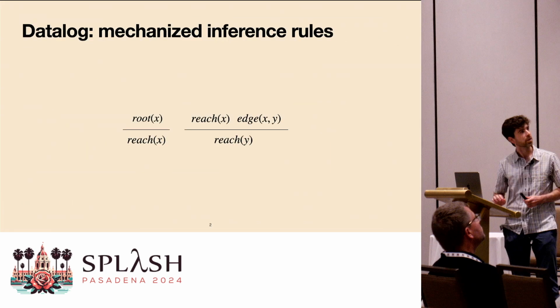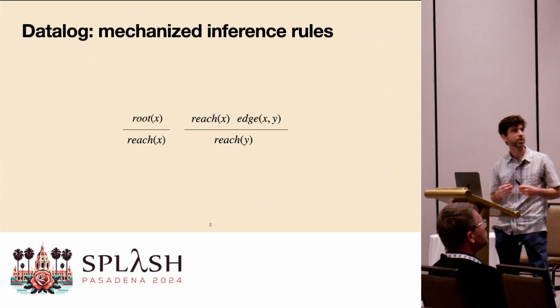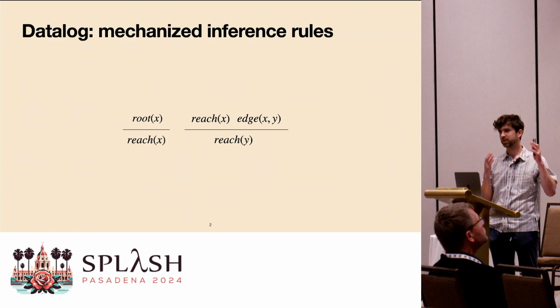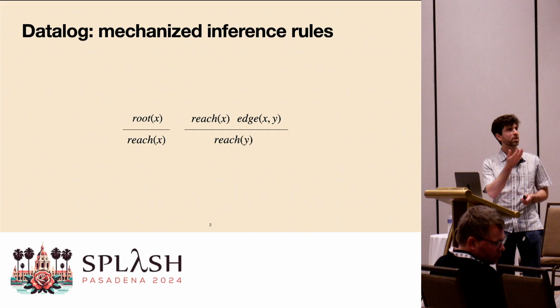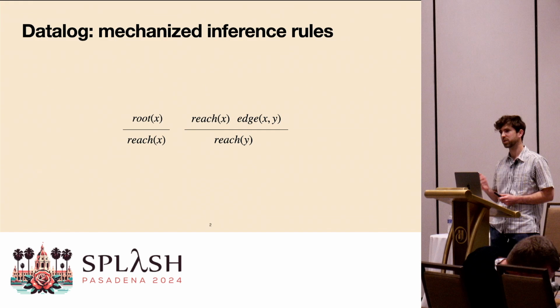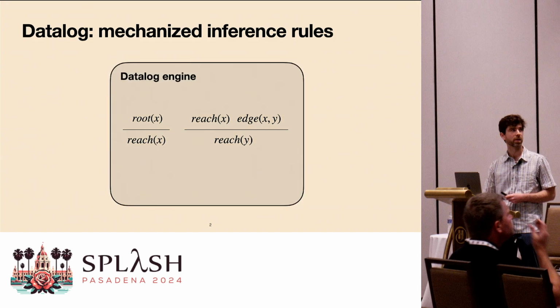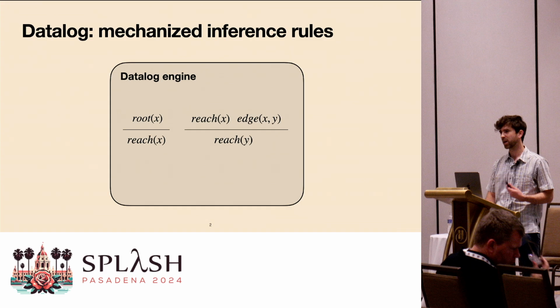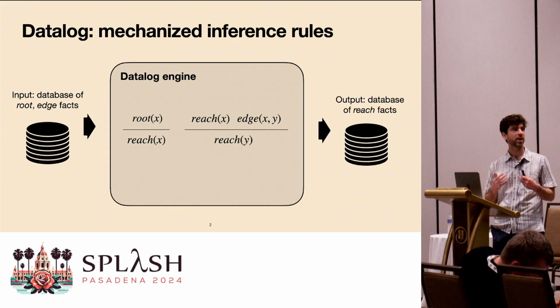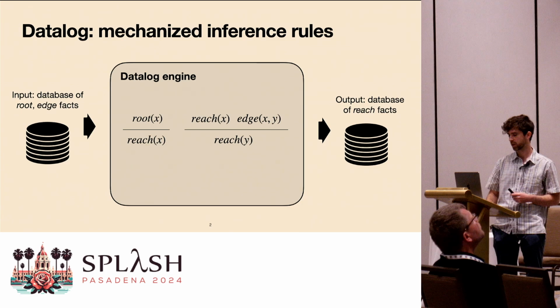Okay. So what is Datalog? Well, we've seen it a couple times already today, but the way I'm going to present it is as a way to mechanize inference rules. So here we have inference rules, 2 of them that compute reachability from the root of a tree. Datalog allows us to stick these inside a Datalog engine, provide a database of input facts, and the Datalog engine will produce for us output facts, like which nodes are reachable in the tree.